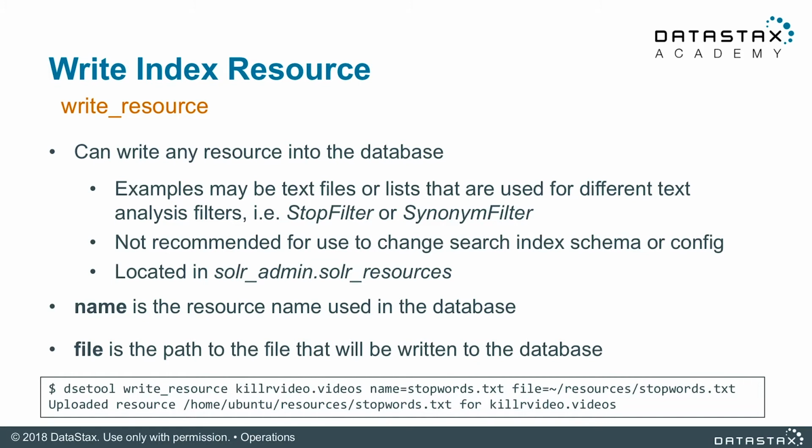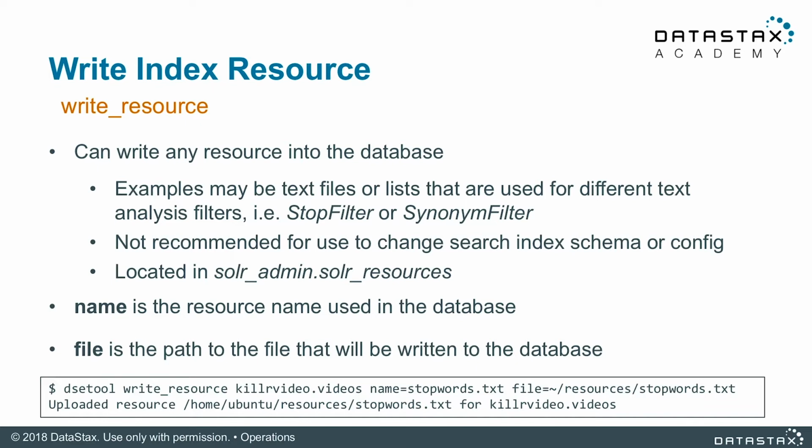Another useful command is the write resource command, which will upload a file and save it into the solr_admin.solr_resources table in the database. Afterwards, the file can be referenced by name in the specified search index. These resource files can be used in different search components, such as the text analysis filters. For example, the stop filter, which prevents certain words from being indexed, actually requires a list of stop words to ignore. That list can be uploaded as a resource file and then used to set up the stop filter in the schema. In fact, our example at the bottom here is doing exactly that.